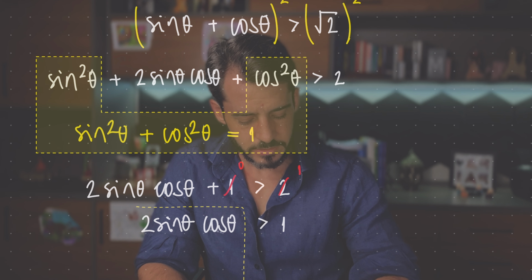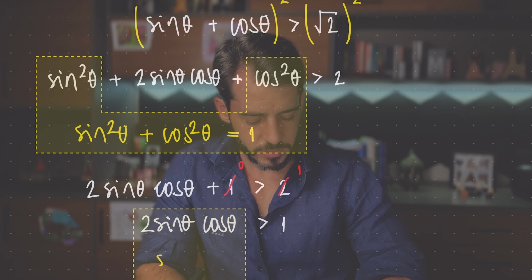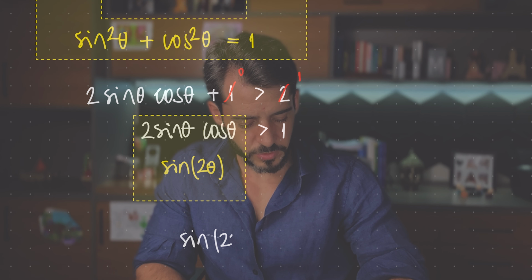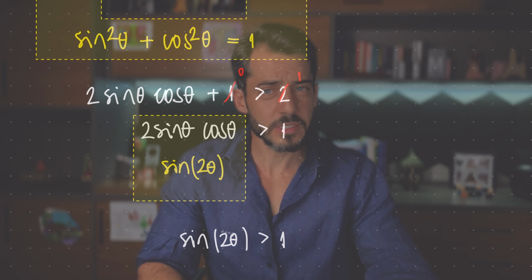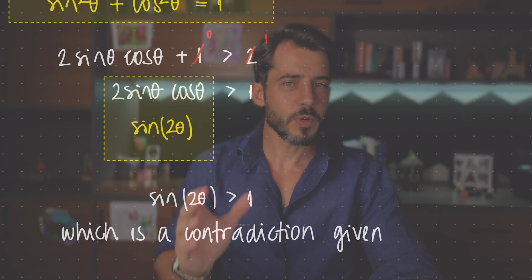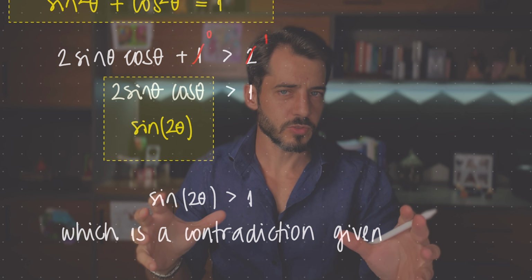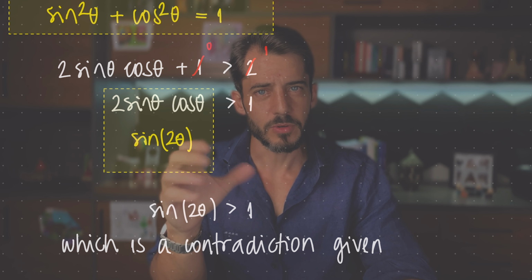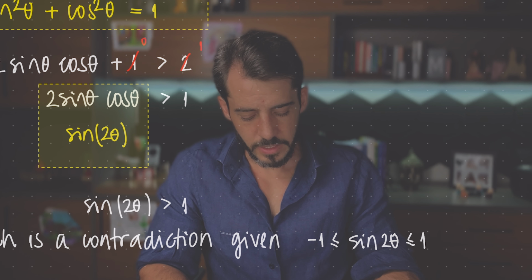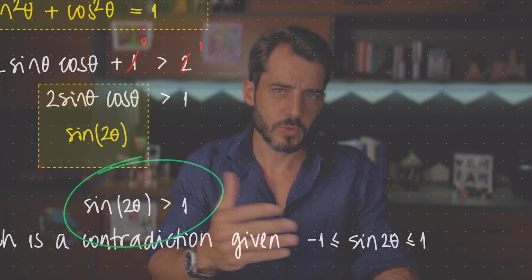Also, another trig identity that we're going to need to use is that 2 sine theta cos theta can be rewritten as sine of 2 theta. Therefore, what we get is sine of 2 theta is greater than 1, which is a contradiction. It doesn't matter which arc you have, sine of that arc will always be in between -1 and 1, including obviously -1 and 1. These are also possibilities, but always in this interval. So this is a contradiction given that sine of 2 theta has to be in between -1 and 1. And in the previous statement, we got sine of 2 theta greater than 1, so it doesn't match.